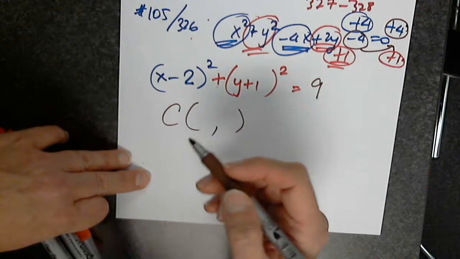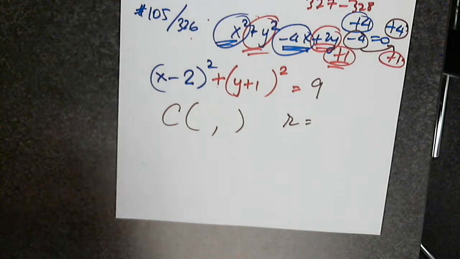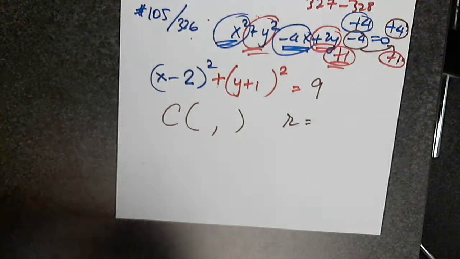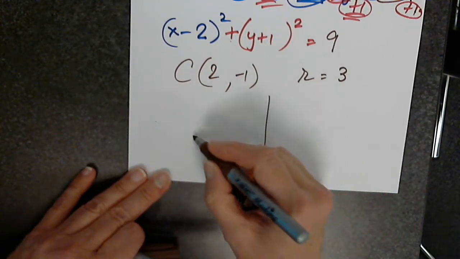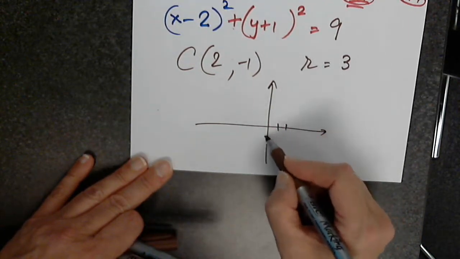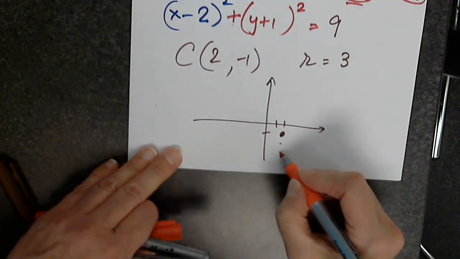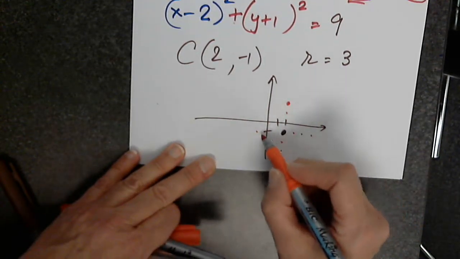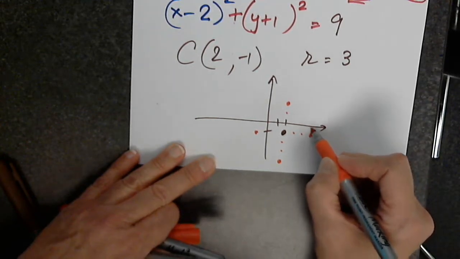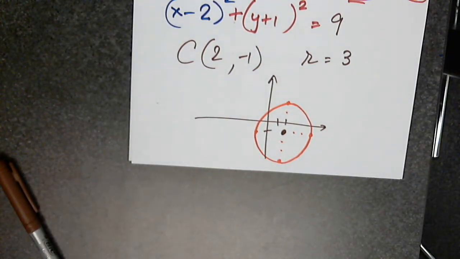So because I was able to put it in the equation of a circle, I now know that this is a circle and I can identify the center and the radius. Very good. The center is 2, negative 1, and the radius is 3. If we're asked to graph it, I have to plot 2, negative 1 first. I go 3 up, 3 to the right, 3 to the left, 3 down. So these are the points that I should hit. Of course, it's not going to be a perfect graph. So that's the center, and the radius is 3 everywhere.